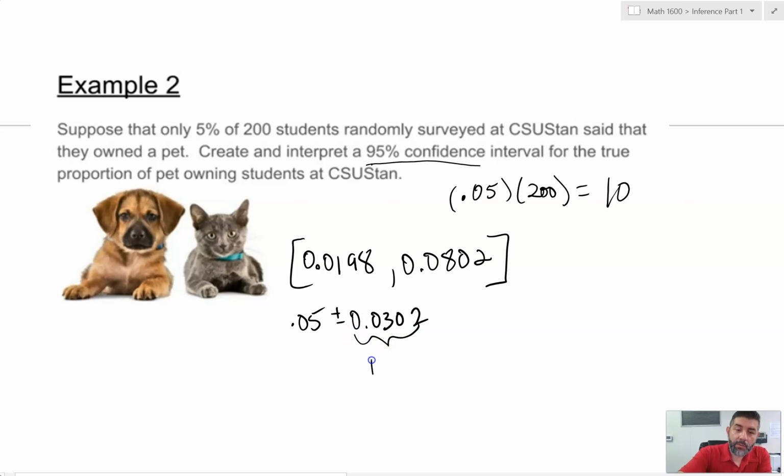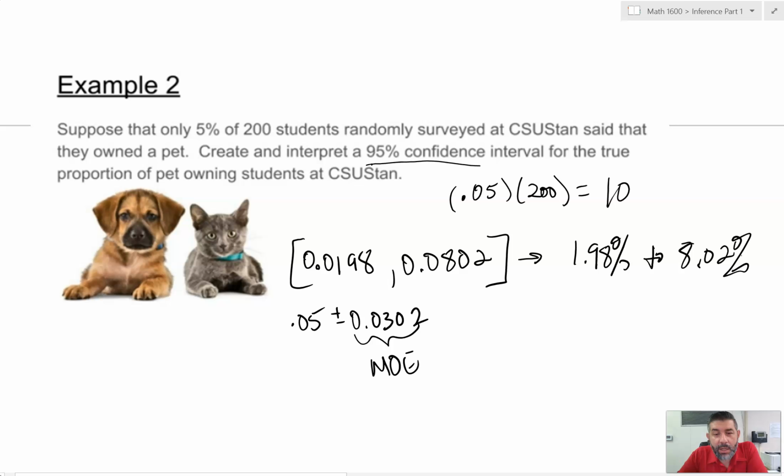All right, this is the margin of error. Okay, margin of error basically means I can go up as high as 0.05 plus 0.03, which is 8%, right? These are percentages, by the way. So this would be 1.98% to 8.02%, right? I'm going to write that out in just a second.